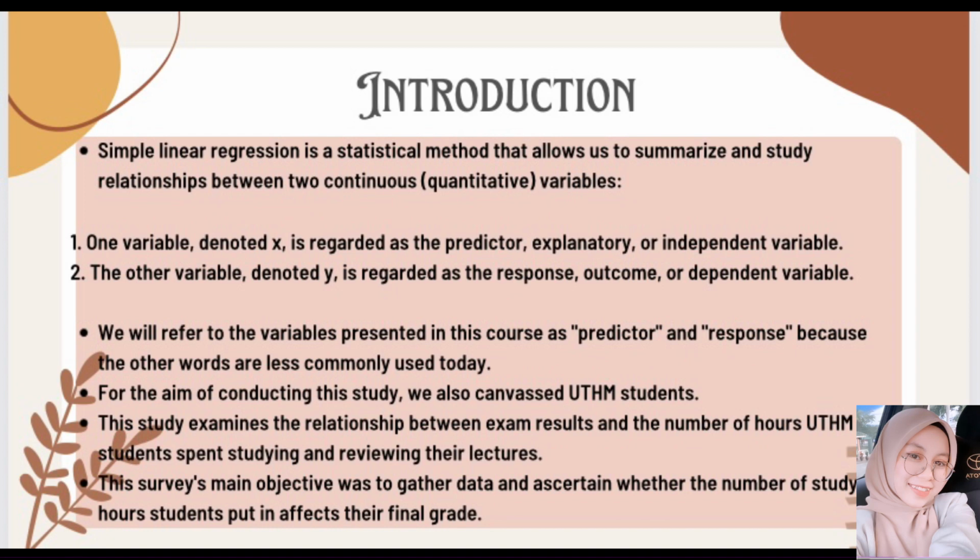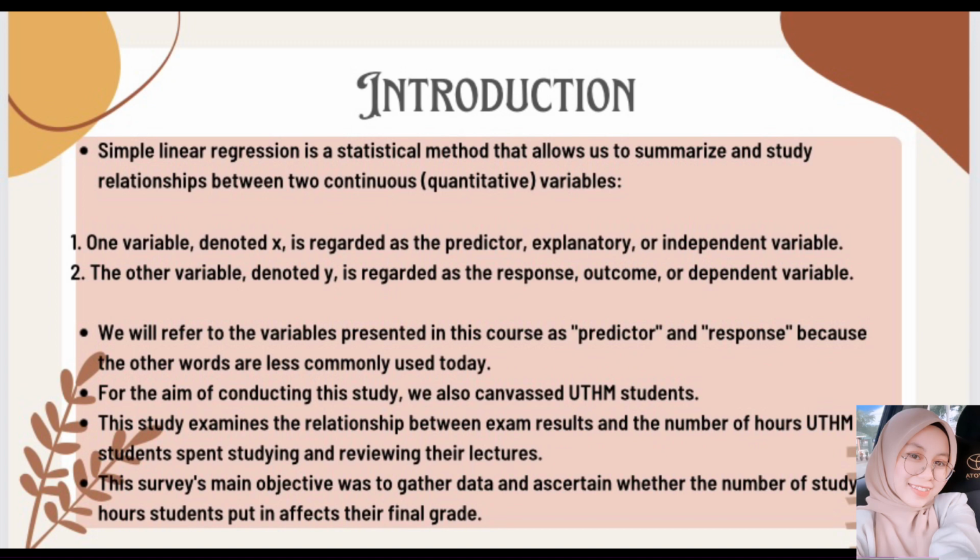Introduction. Simple linear regression is a statistical method that allows us to summarize and study relationships between two continuous quantitative variables. First, one variable denoted x is regarded as the predictor, explanatory, or independent variable. Second, the other variable denoted y is regarded as the response, outcome, or dependent variable.